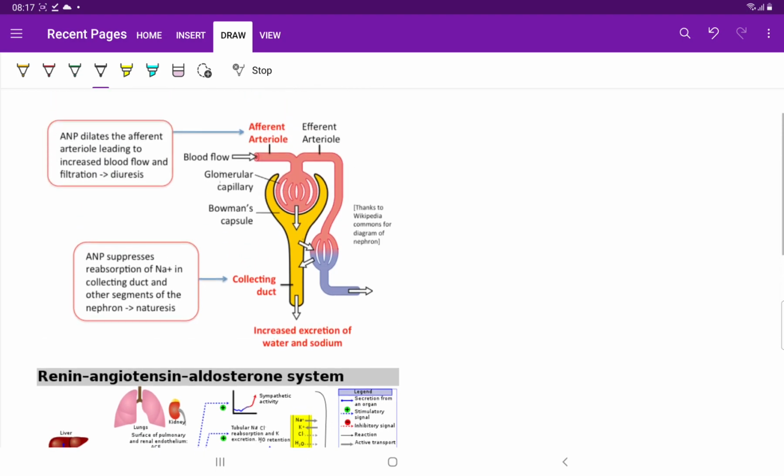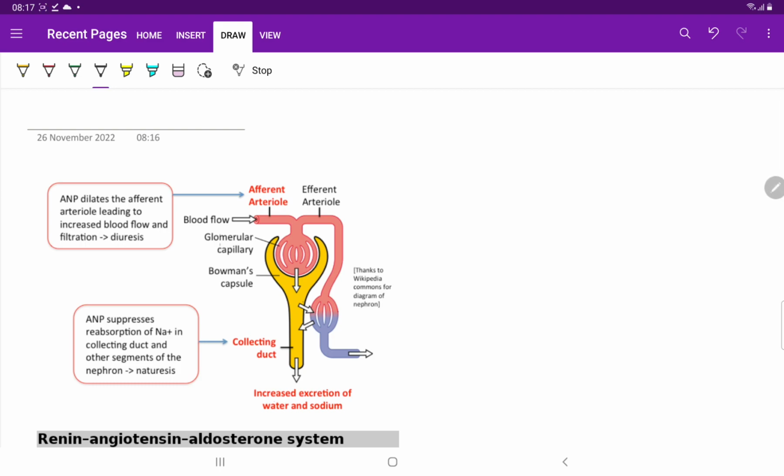In this video, we are going to discuss atrial natriuretic peptide (ANP). Either you say atrial natriuretic peptide or atrial natriuretic factor, both are essentially the same. They are some kind of peptide released by the atrial wall. Our heart has four chambers, so it is the atria that secrete this atrial natriuretic peptide.